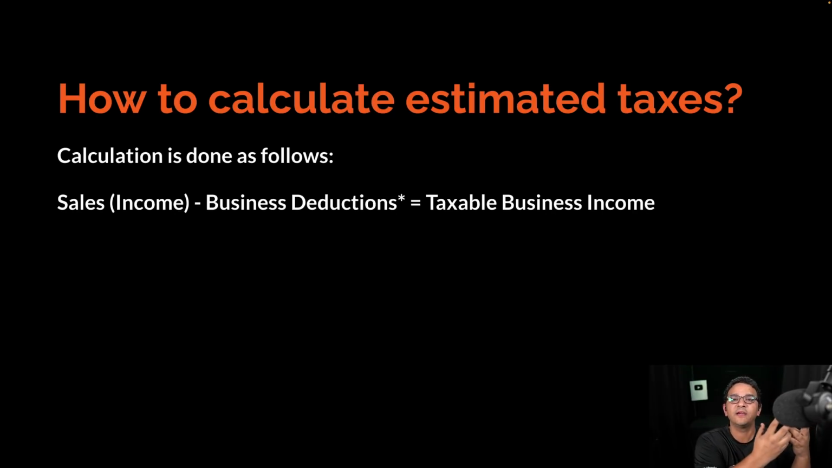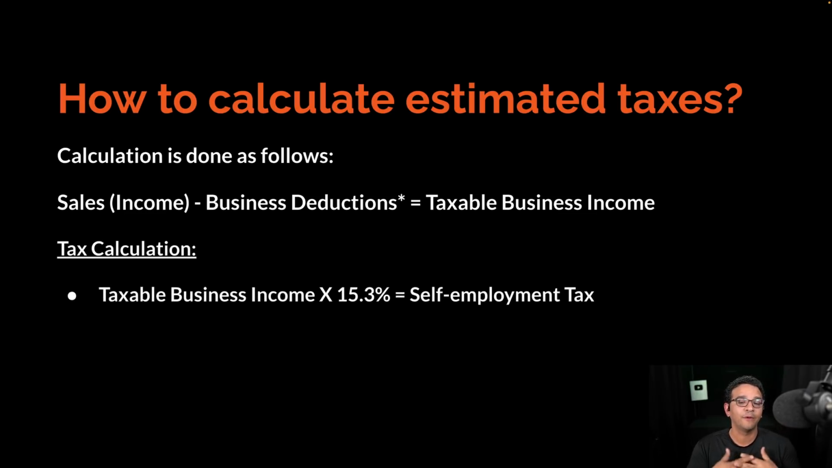We take all of our income, all of our sales from a business, deduct the business tax deductions, and now we get our taxable business income. That's it. That's our taxable business income, or our net profit from a business. Then we take that taxable business income and multiply it times 15.3% so we can figure out what our self-employment tax is.